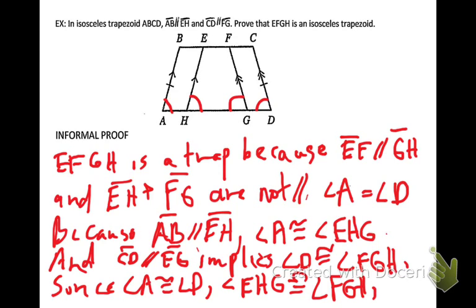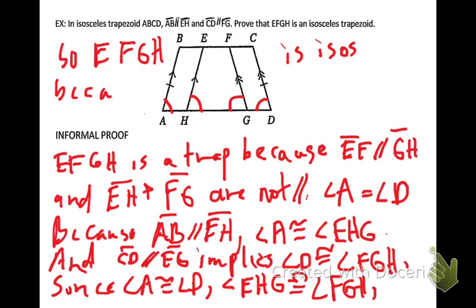So we can say EFGH is isosceles because of that theorem we just had. Because its base angles are congruent. Base angles of a trapezoid are congruent.